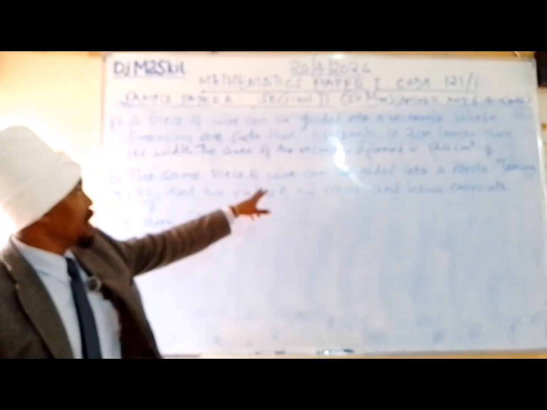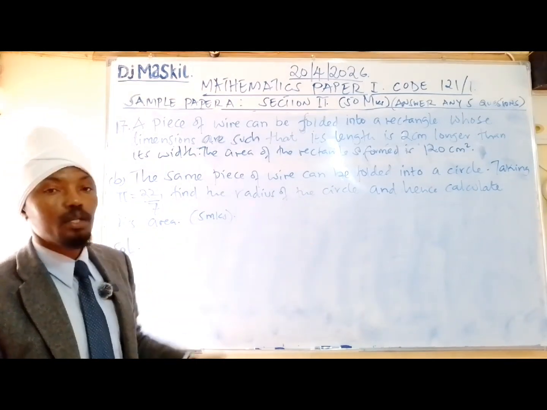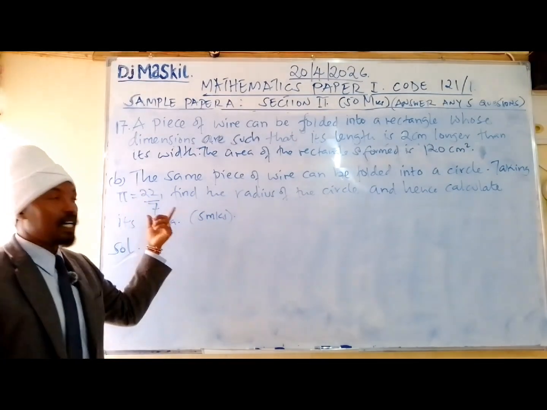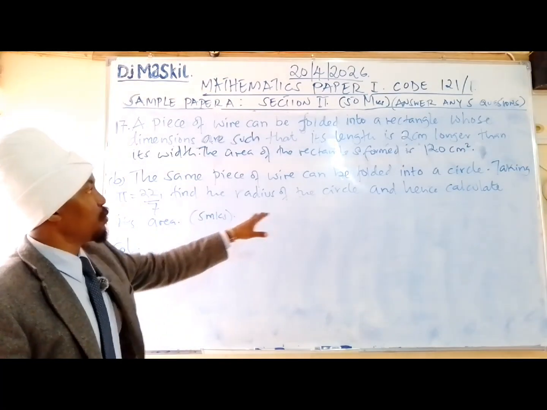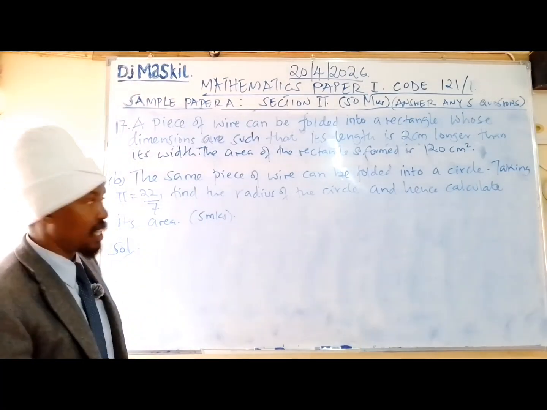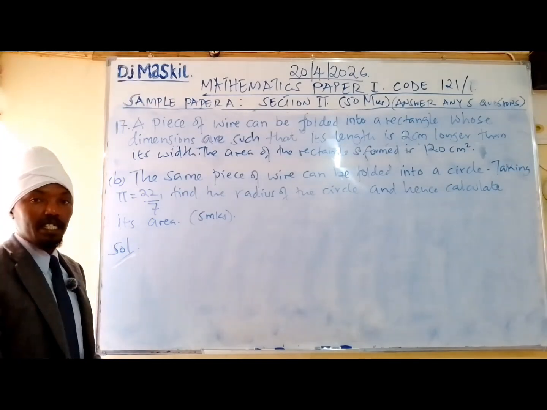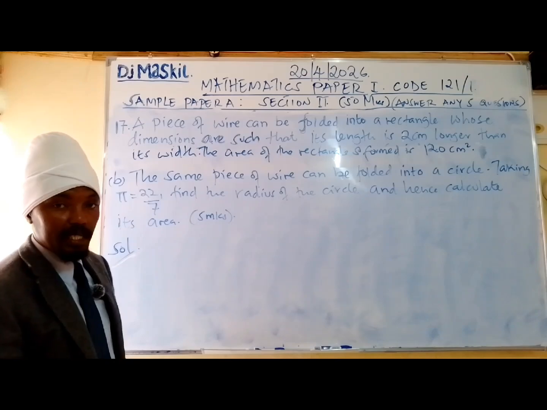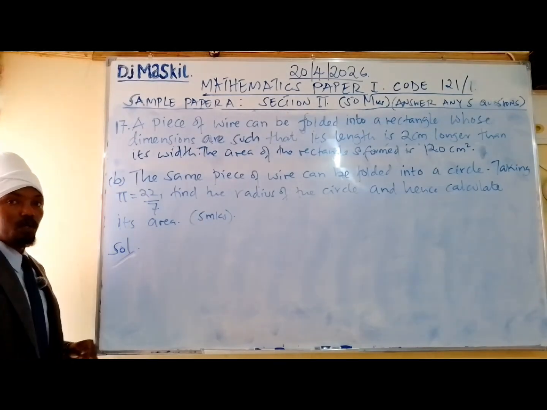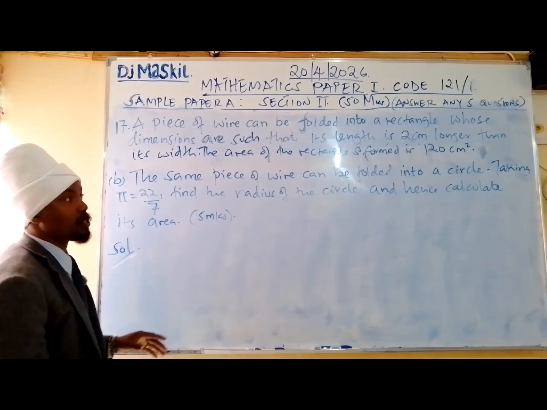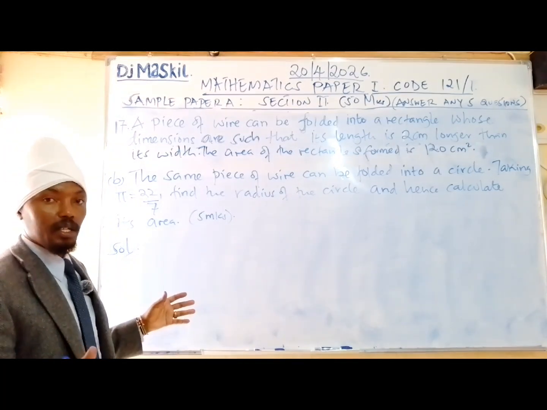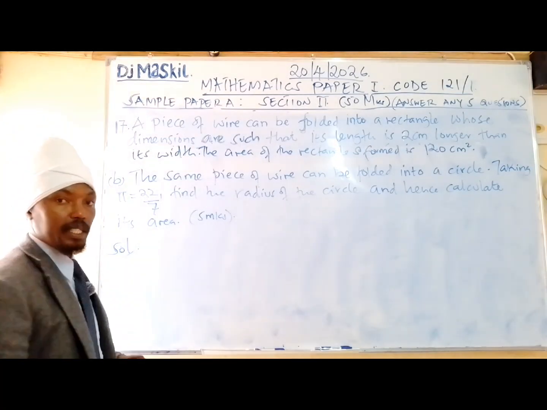In part B of the question, you are asked, the same piece of wire can be folded into a circle. Taking pi as 22/7, you find the radius of the circle, and hence you calculate the area of that circle. Now, solution. The circumference of the circle is equal to the perimeter of the rectangle.